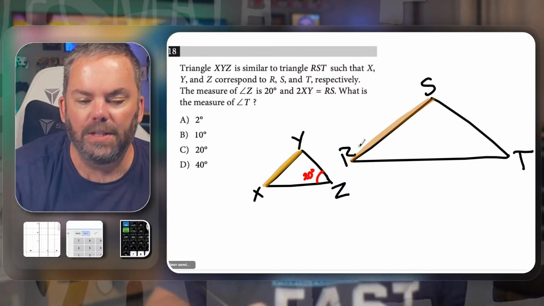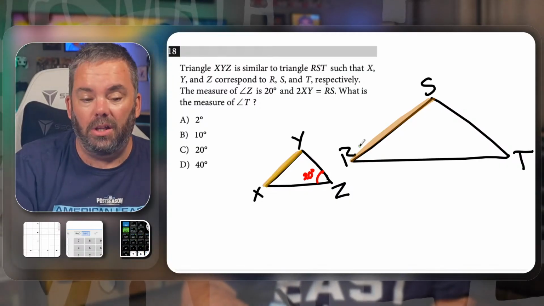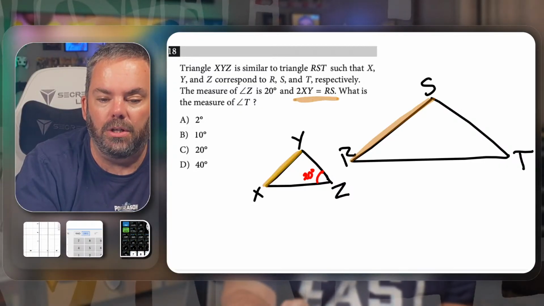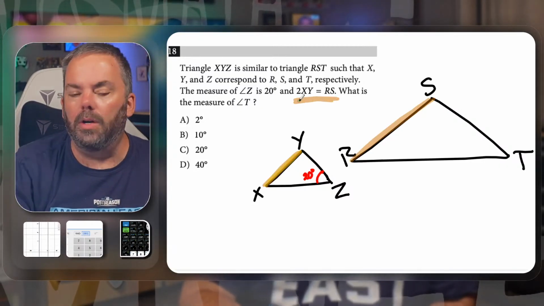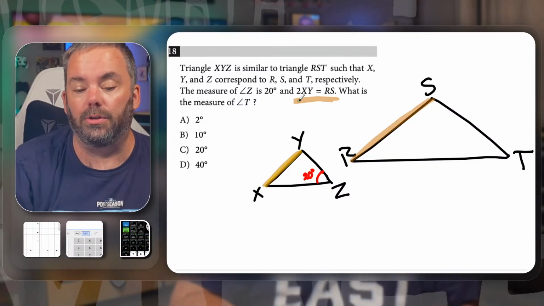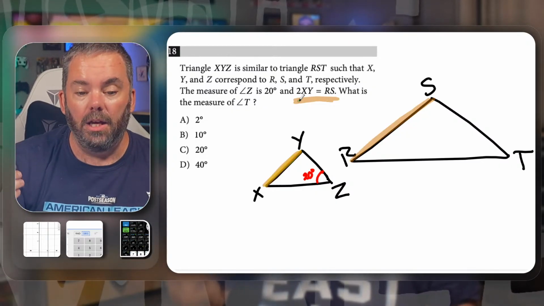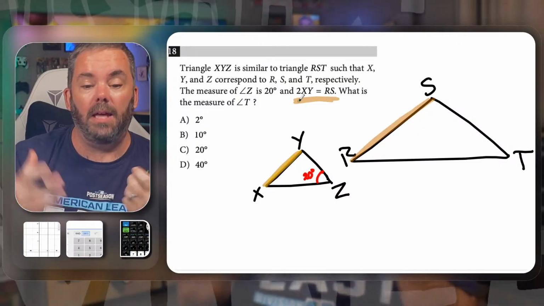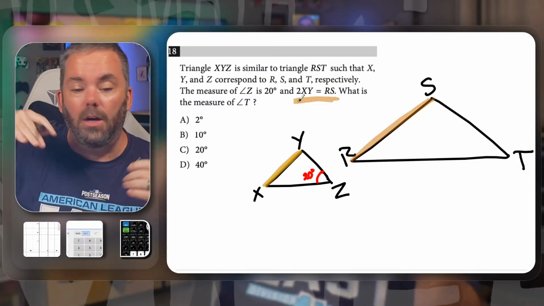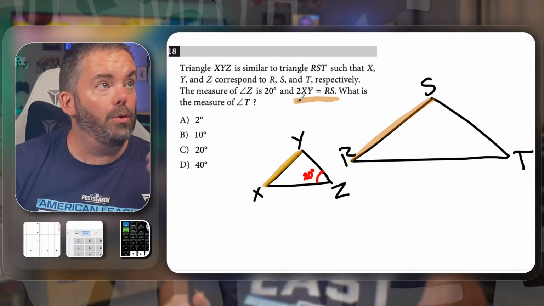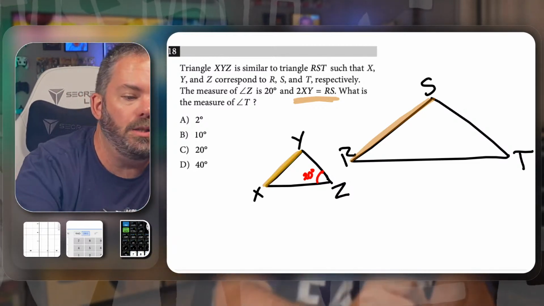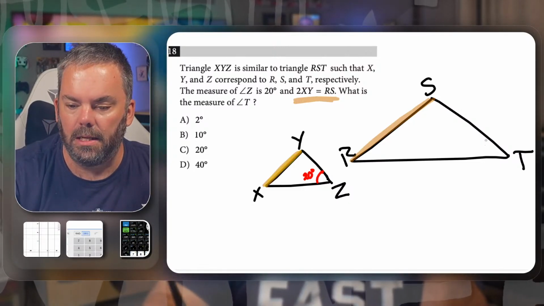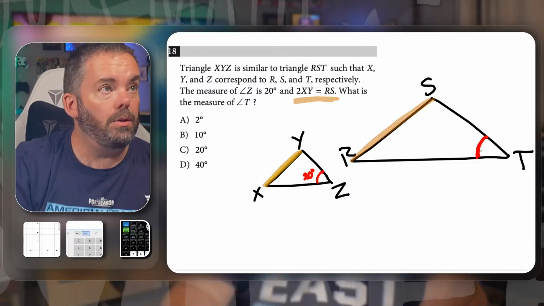This is one of those rare cases on the SAT where they actually give you more information than you need. We don't actually need this piece of information, 2XY equals RS. They've already told us that these two triangles are similar, so we know that one of them is maybe twice the size of the other, or 5 times the size. This just cements it for us that the lengths of RST are twice the lengths of XYZ. The reason why we don't care about it is because in this problem, they don't ask us about lengths. They ask us, what is the measure of angle T? And angle T is right here.